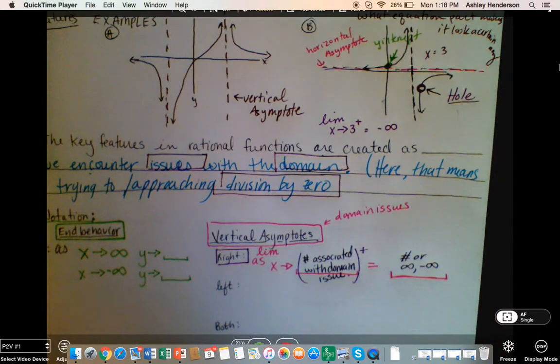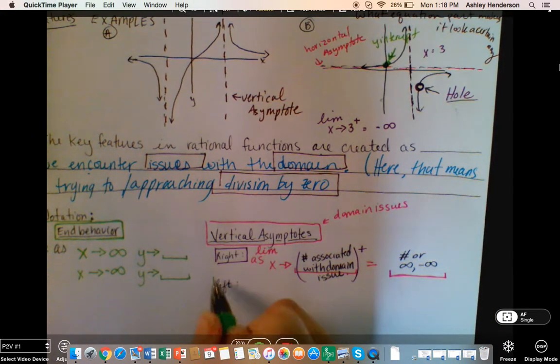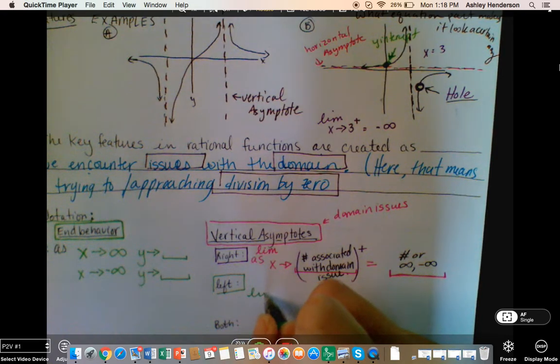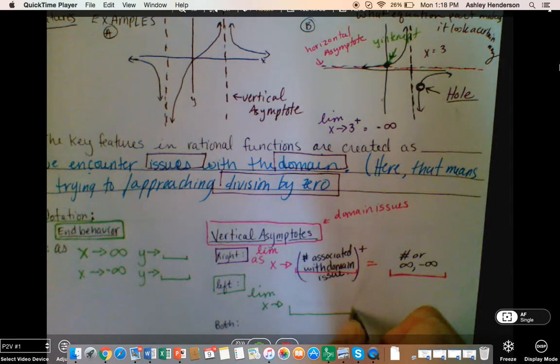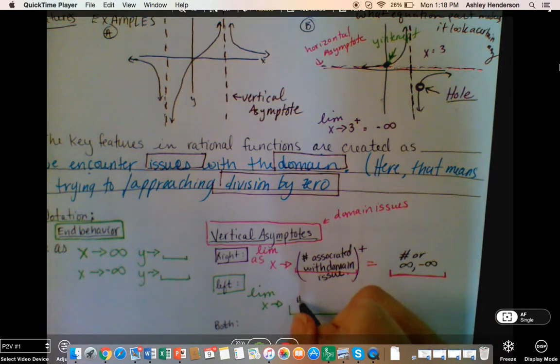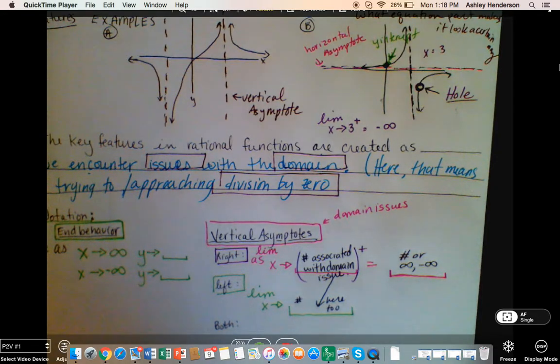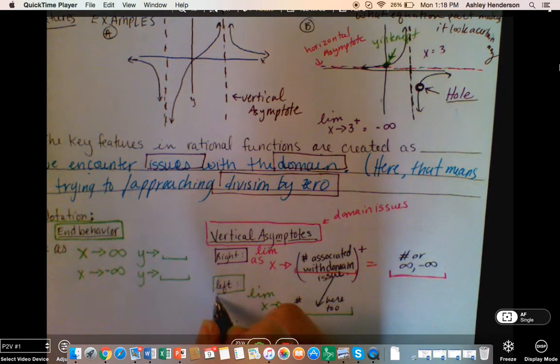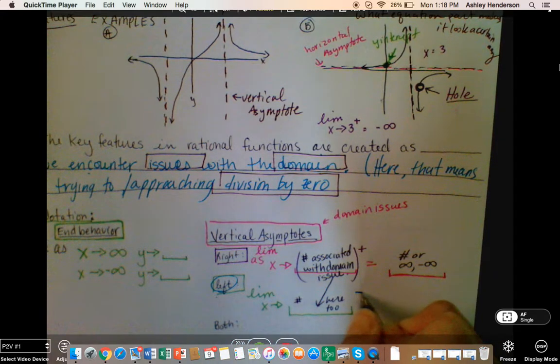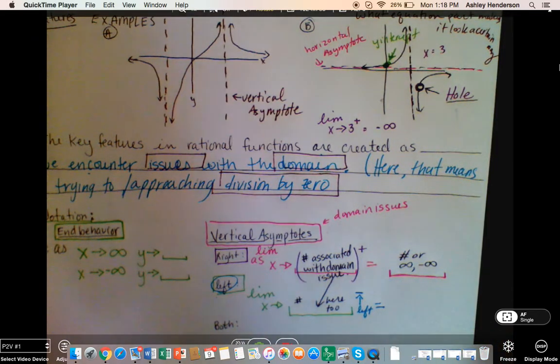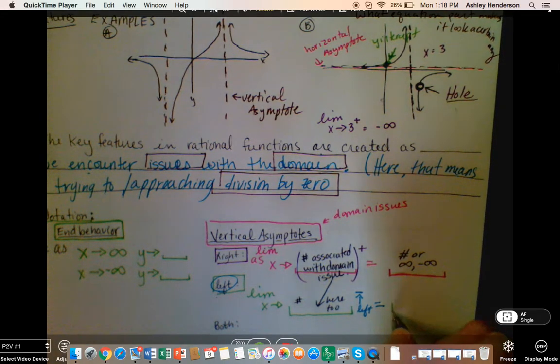Down here, we have left. It's the same idea. The limit as x approaches the same thing as above, the number associated with the domain issue, here too. And in order to indicate that we're coming at it from the left, we put a negative sign. And you're going to get equals, and you might have a number again, or you might have positive or negative infinity.